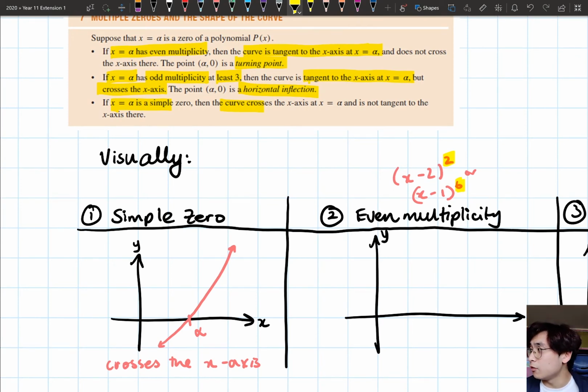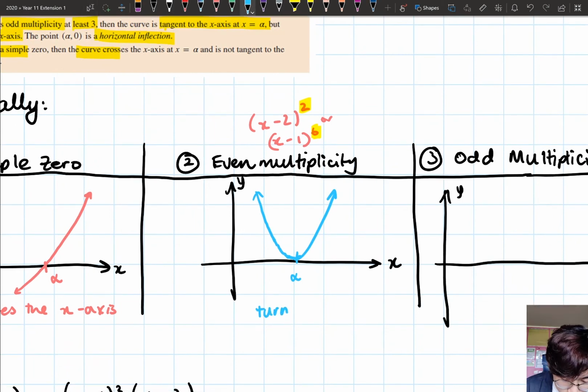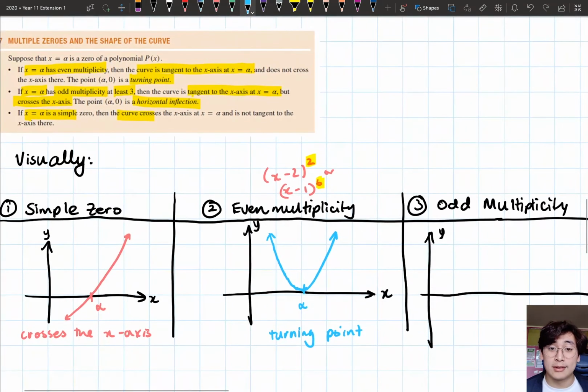What this looks like is a bit like a quadratic function. Let me do this in a different color. When we're at alpha, the curve is going to come down, touch the x-axis briefly, only at that point, and then go back up. So this is at alpha. This is a turning point. If your zero has even multiplicity, it's going to form a turning point. It goes down towards that zero, touches it at the x-axis but doesn't cross it, and then goes back in the same direction.